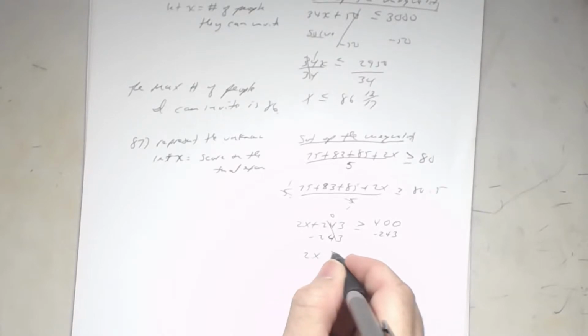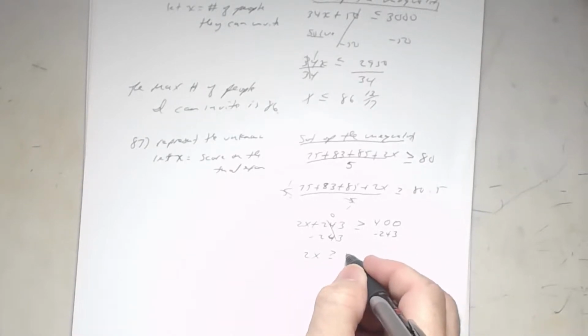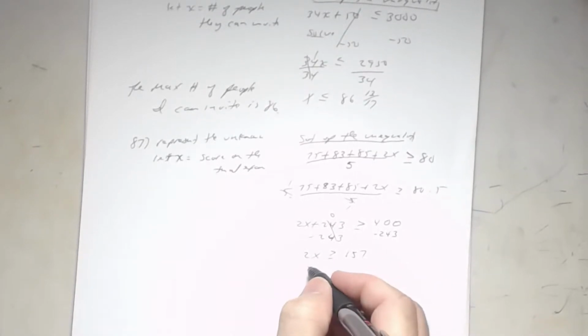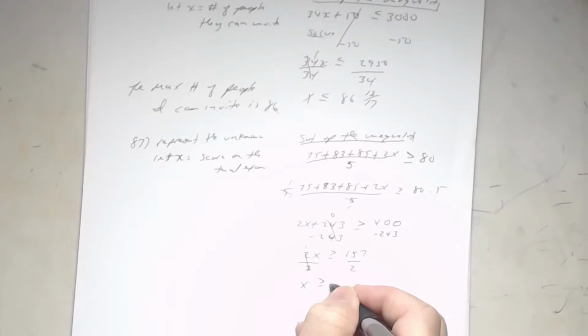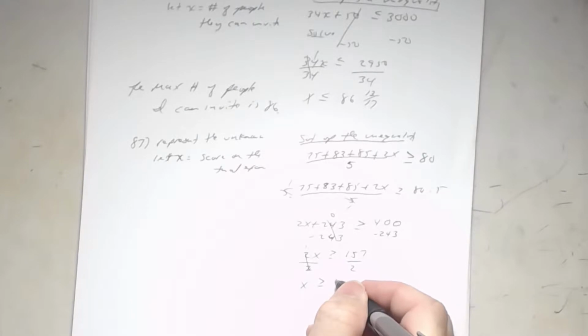And so I get 2x is greater than or equal to 157. All right, then divide both sides by 2. So x must be bigger than or equal to what? 157 divided by 2, which is what? 78.5. All right, 78.5. So you actually do want this one.